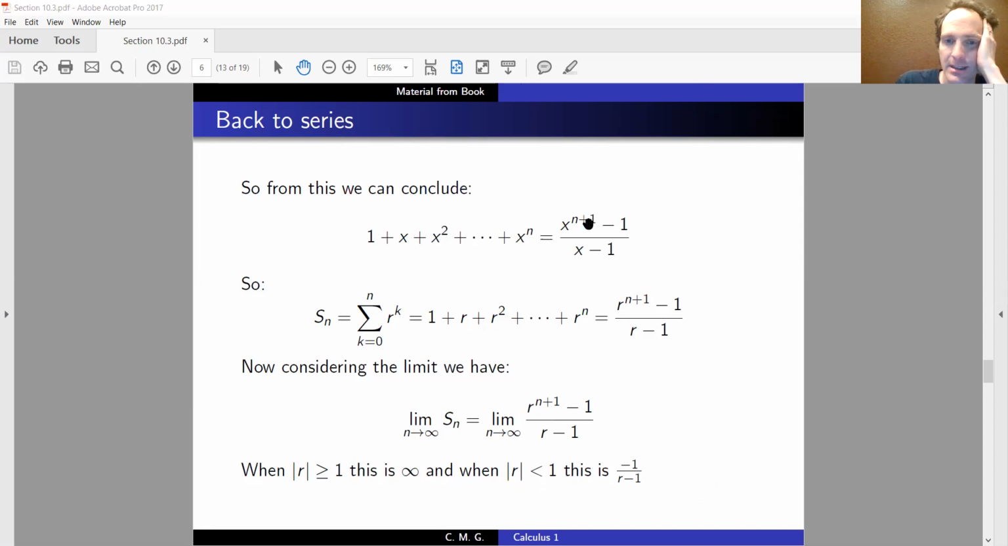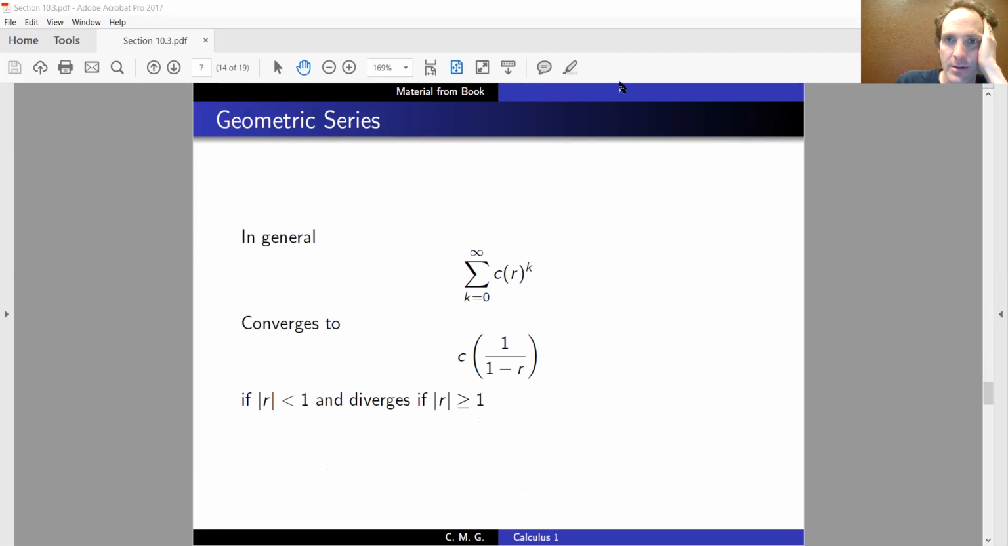Okay, so let's see what we get here. In general, this infinite series with r to the k will converge to c times 1 over 1 minus r if the absolute value of r is less than 1, and it diverges if the absolute value of r is bigger than or equal to 1. So we have a divergent sequence or a convergent sequence, and I know where it converges. All right.